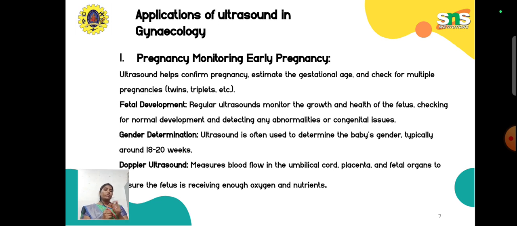And Doppler ultrasound is used to measure the blood flow in the umbilical cord, placenta, and fetal organs, to ensure the fetus is receiving 100 percent of the oxygen and nutrients. If there is a problem with this, we can easily identify it and go with other alternative options. That is the first case.